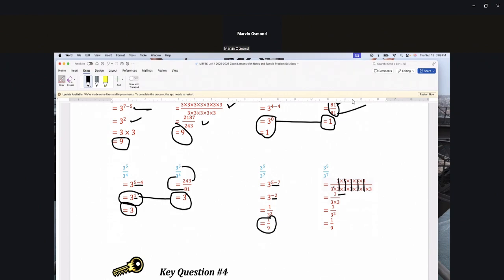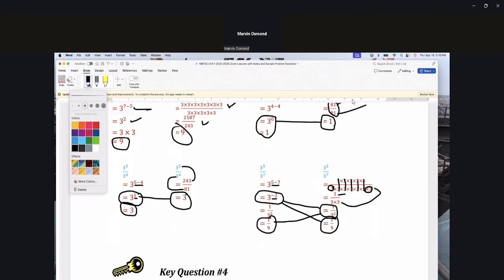And then what's left on the bottom, we have a 3 times 3. That's what's left over there. And 3 times 3 is 3 squared, which is 9, so we get 1 over 9. So we know that 3 to the power of -2 and 1 over 3 to the power of 2 are the same because they get the same answer. Each time you'll get the same answer. This one is 1 over 9, and that one is 1 over 9. So 3 to the power of -2 is the same as 1 over 3 to the power of 2.